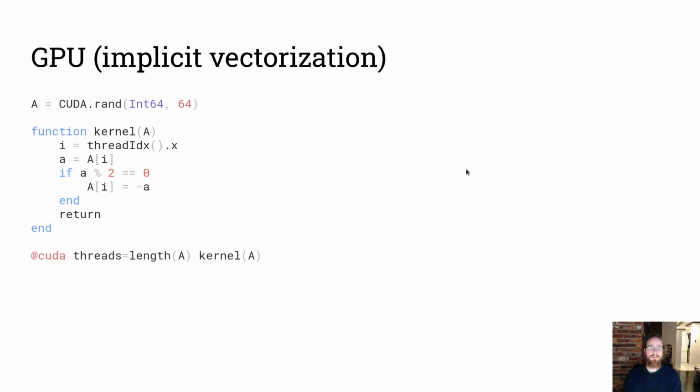GPUs really are just vector engines, but the way we program them is different. Instead of doing an explicit vectorization, we do an implicit vectorization. So as an example, this is a CUDA program written in Julia. It takes a kernel, this is often what we call GPU programs, and that kernel takes an array, and it implicitly asks the question, what is my lane? This is called, in CUDA parlance, the thread ID.